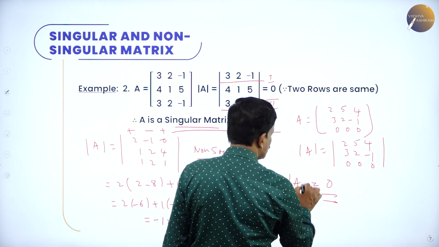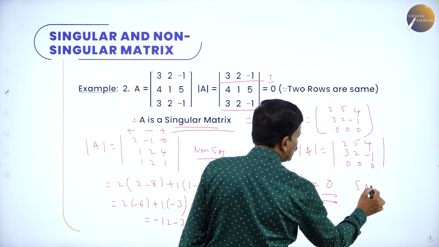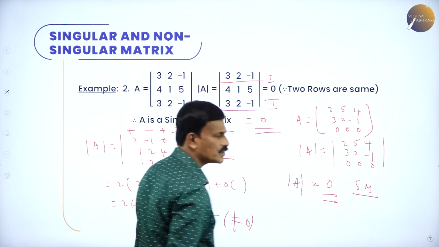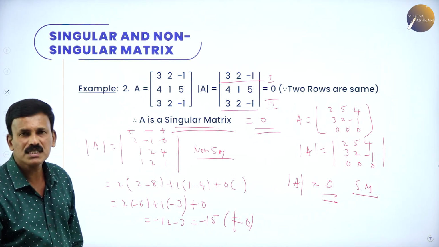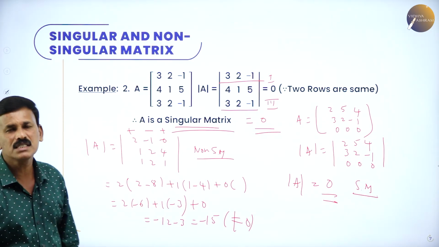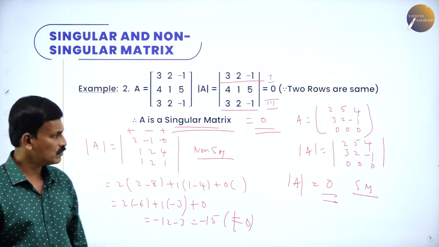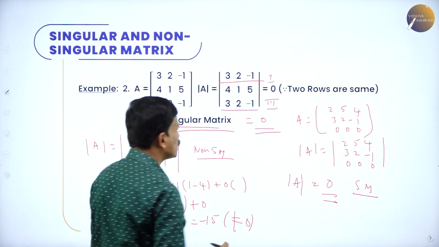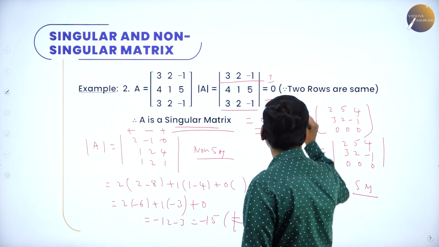The determinant of A is equal to 0. Therefore, A is a singular matrix. This is an example of a singular matrix, and this is an example of a non-singular matrix in the case of 3 rows and 3 columns. Suppose you want one more example, let us take another example.